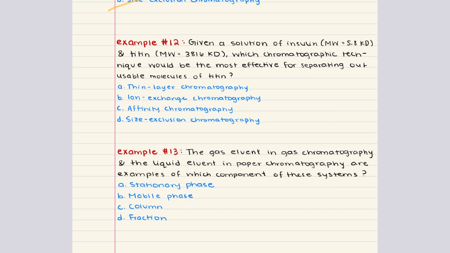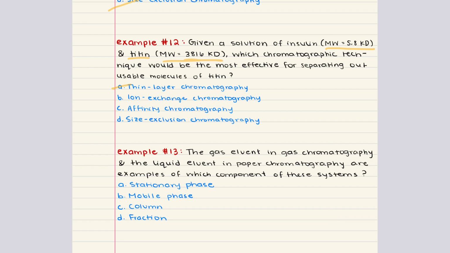Problem 12 says, given a solution of insulin and titin, and we're given the molecular weight for both, which chromatography technique would be the most effective for separating out usable molecules of titin? Let's work through our answer choices. A says thin layer chromatography. This is great for separating small organic molecules based on polarity, but it's not practical for large biomolecules like proteins, especially not when we're trying to isolate a massive protein like titin. So we can eliminate this choice.